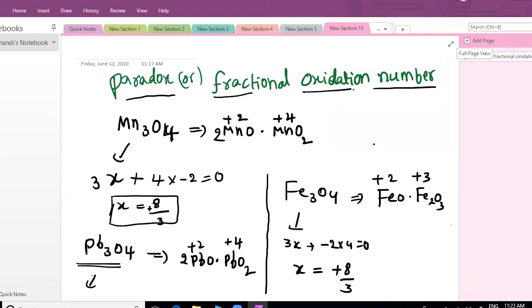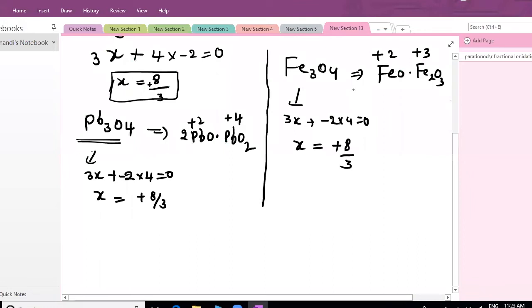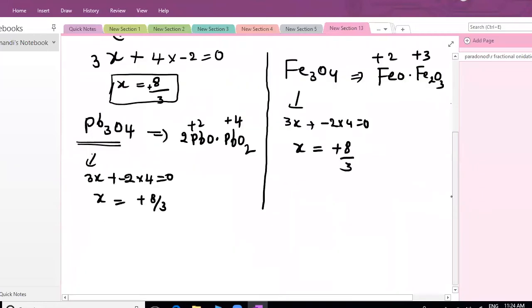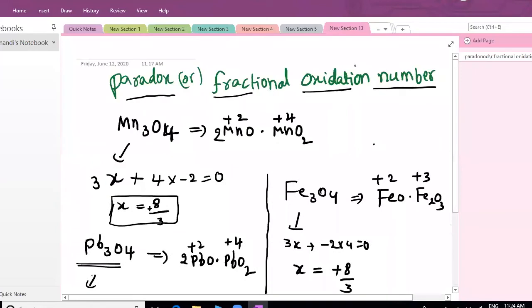Here, fractional oxidation state or not, sir. Fe atom, Pb atom. So this we call paradox oxidation number or fractional oxidation state. So what is the average oxidation number here? Plus 8/3. What is the Pb average oxidation number? 8/3. Did you understand fractional oxidation number? Fractional means not exactly an integer number.